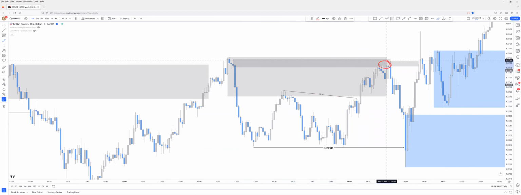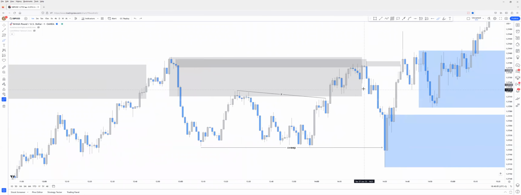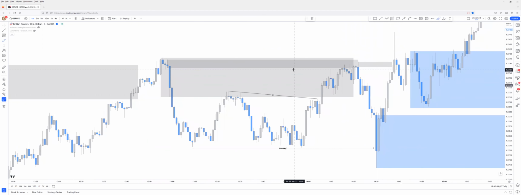I said I'm not going to enter here on this 1 minute refinement directly. I was waiting for a confirmation. That's what I said in the live session. And the reason I was waiting for confirmation of this area was because this zone was formed 2 minutes before lunchtime, but it wasn't formed in the New York kill zone, and I don't really like to take risk entries on those zones which are not formed in the New York kill zone. So I just wanted to double confirm it.